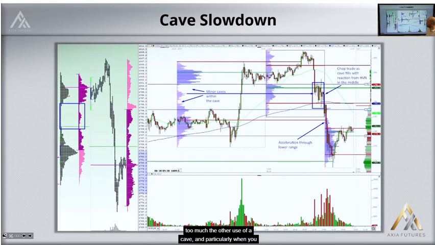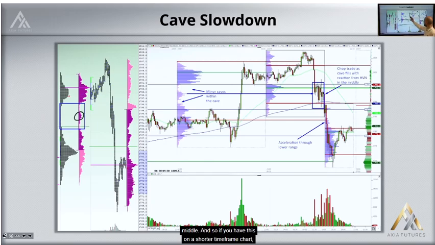The other use of a cave, and particularly when you have a more nuanced cave. So this is an example where you actually have a kind of cave in the time-wise, split by the single prints, but within that cave, you have put some volume in the middle.